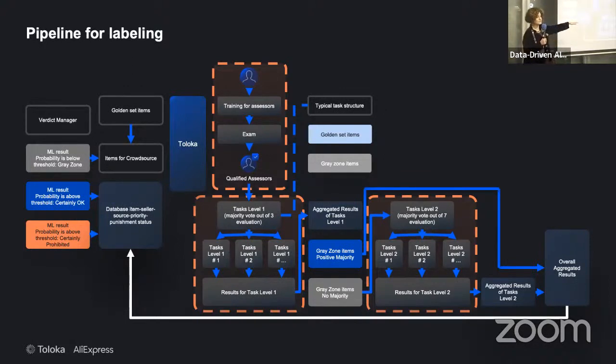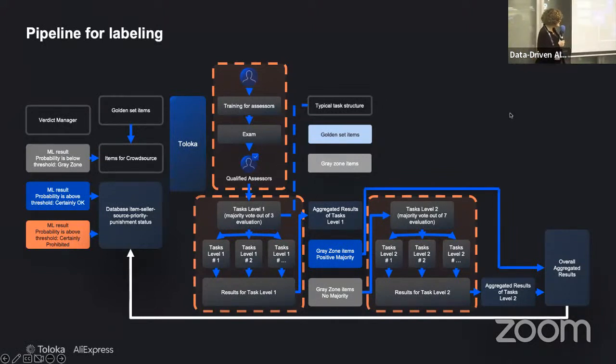If these people give us different results, and you remember we have 5 classes, right? That's why it's quite easy to get inconsistent answers. These items go to the second task level, where we take the majority out of 7.